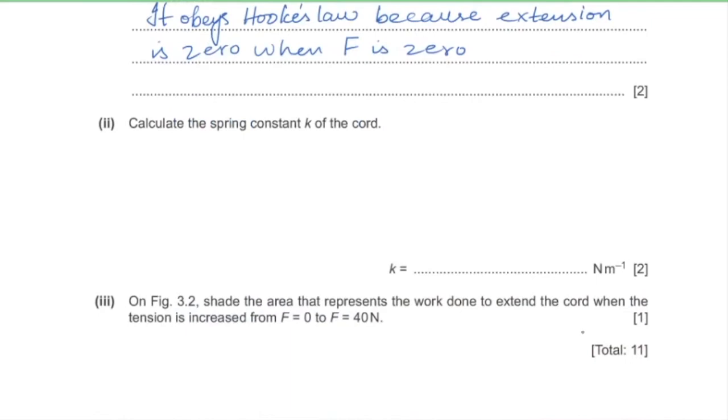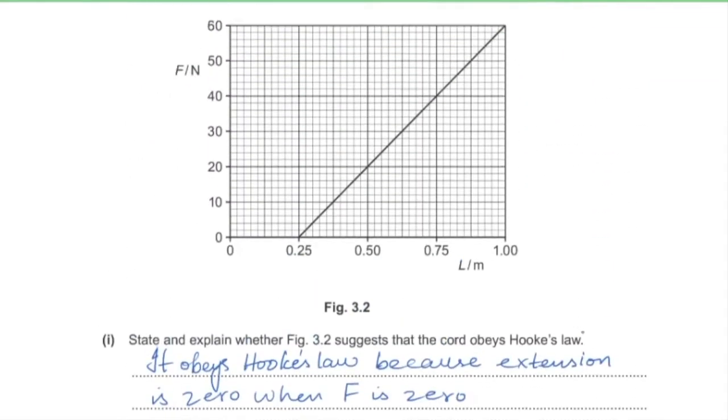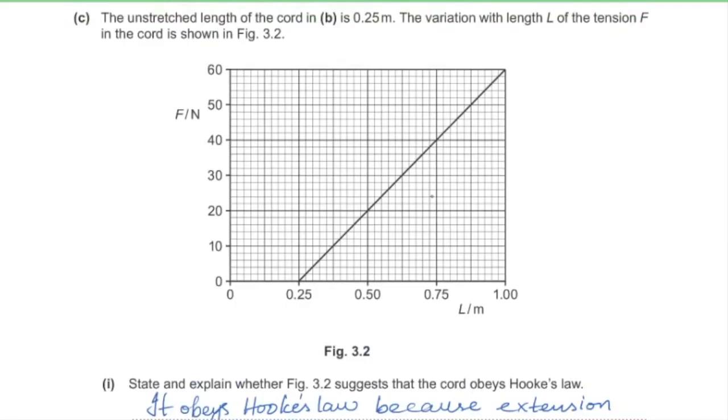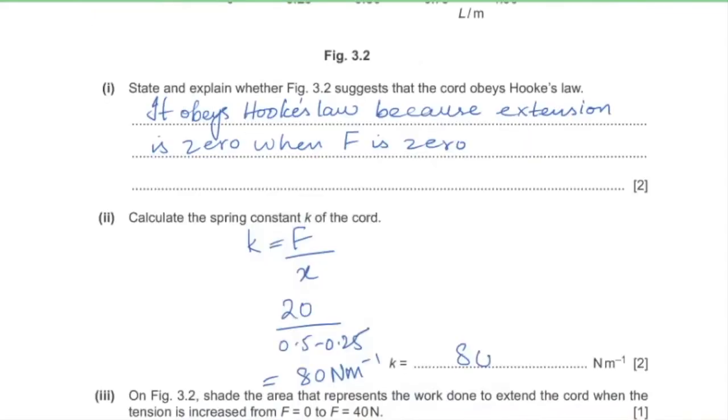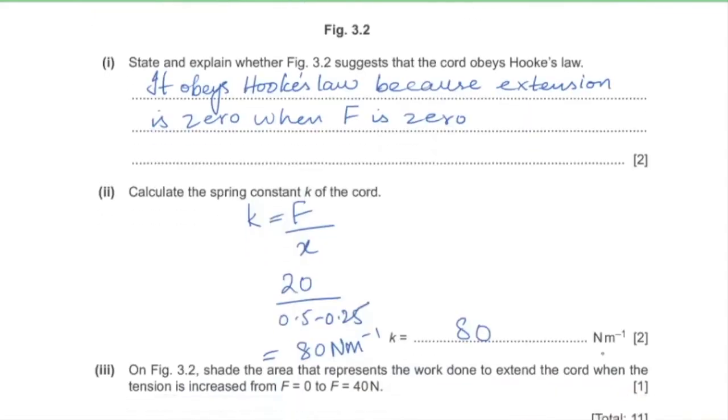Part 2. Calculate the spring constant of the cord. So the spring constant can be calculated by using the gradient of this graph. Force constant is equal to force divided by extension. Let's say I'll take the force of 20 newtons, and the extension will be the difference between the new length and the original length, so 0.5 minus 0.25, and that gives me the spring constant as 80 newtons per meter. So the spring constant is 80 newtons per meter.